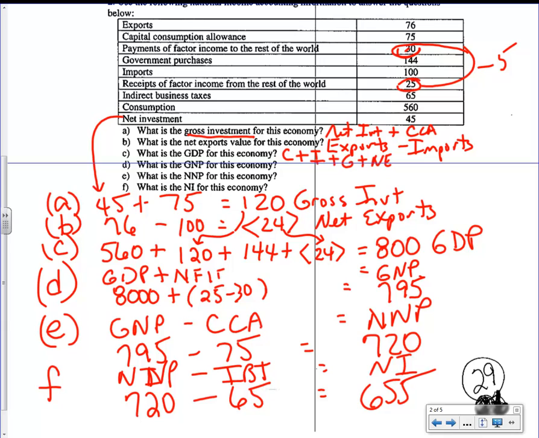So we did essentially the same formulas with the exception that we used the expenditure formula for gross domestic product, where in the first problem we used the income formula for gross domestic product. And then our gross national product, net national product, and national income formulas are very similar, exactly what we had with our previous problem. Okay, let's go down to the next page.